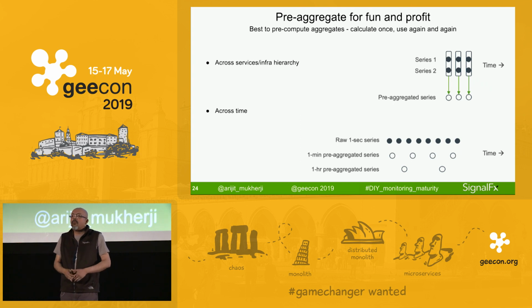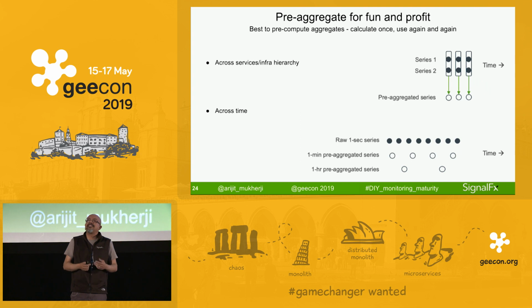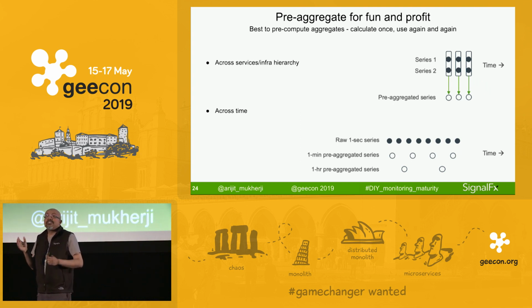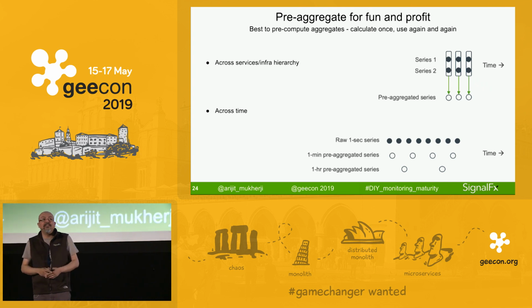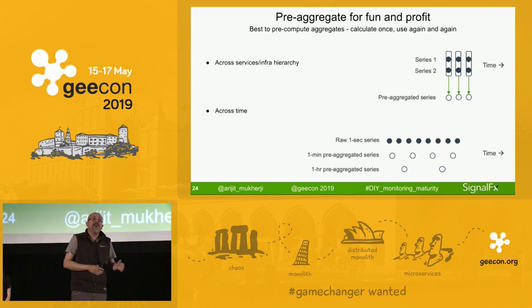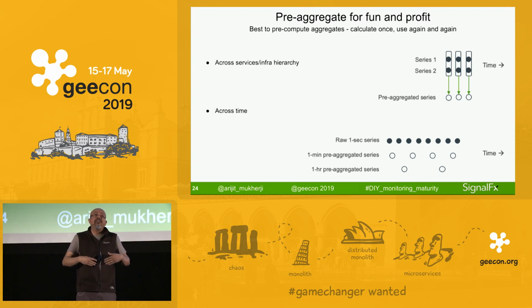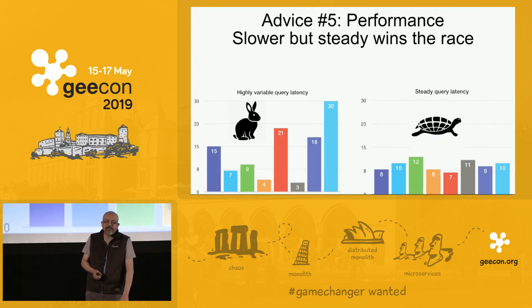There are 3,600 seconds in 1 hour, which means that a 1 hour aggregate has almost 4,000 times less data than a raw 1 second stream. So if you could aggregate across time, then you can also really, by a lot, reduce the amount of data that you have to process and make all your queries faster. That approach is actually what SignalFx uses internally. But pre-aggregation is, again, very useful and important.